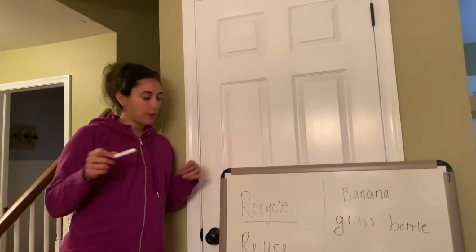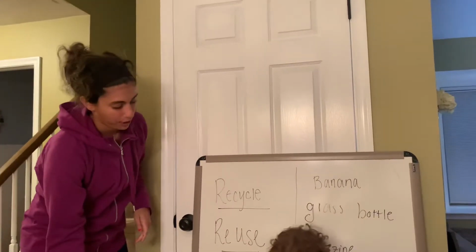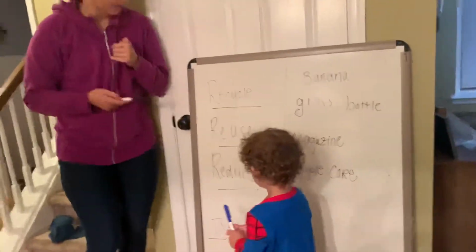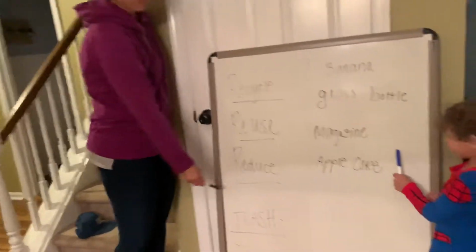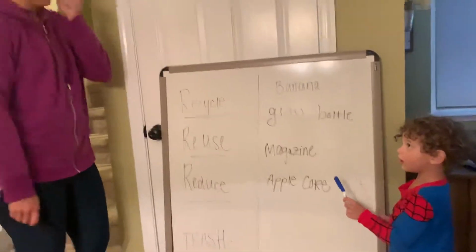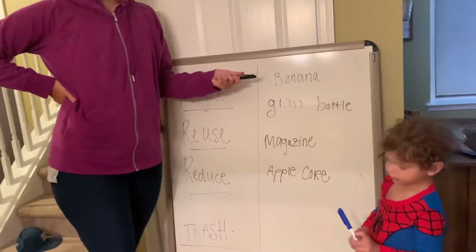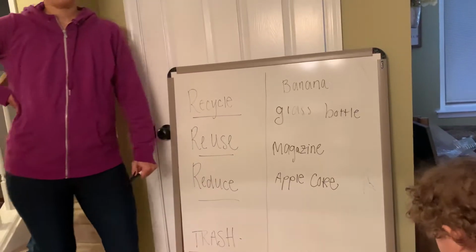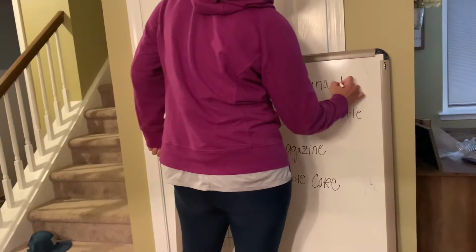Okay, so we're going to do a little activity. I'm going to state an item, and you boys and girls are going to tell me if we can recycle it, we can reuse it somehow, or if we can throw it in the trash. So what do we think, Joe? A banana. What do we think a banana is? Trash. You are right. So I'm going to write trash next to this one.